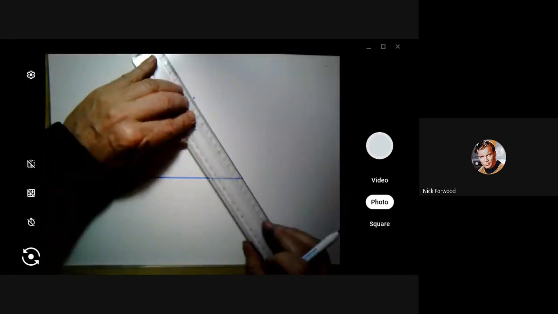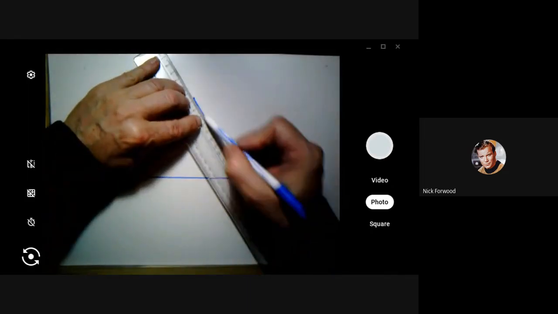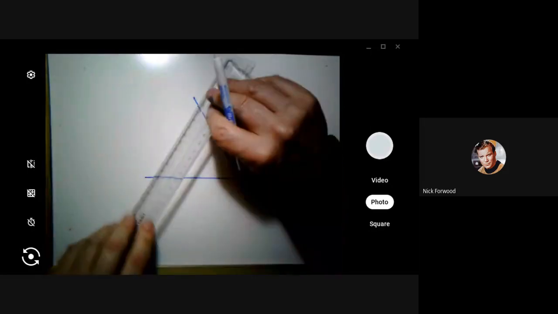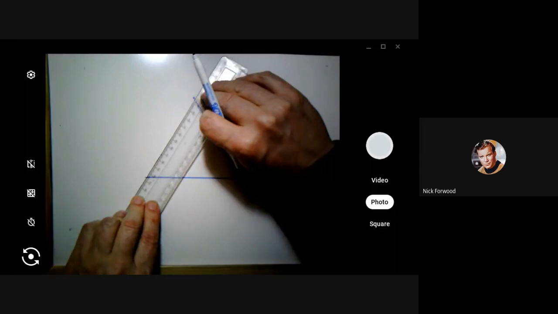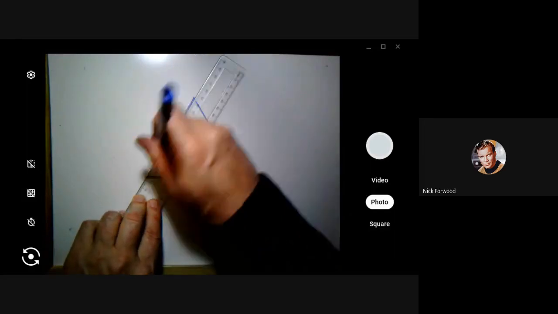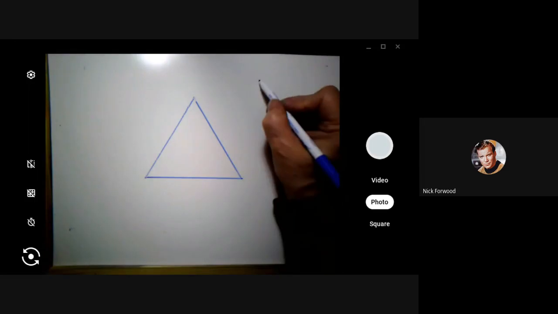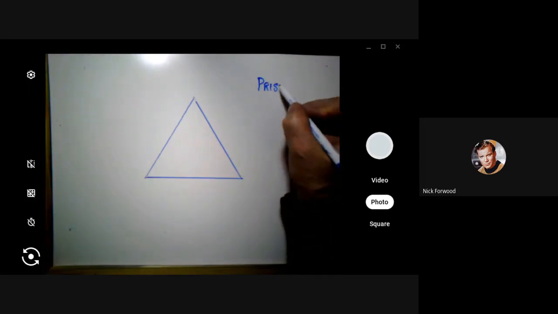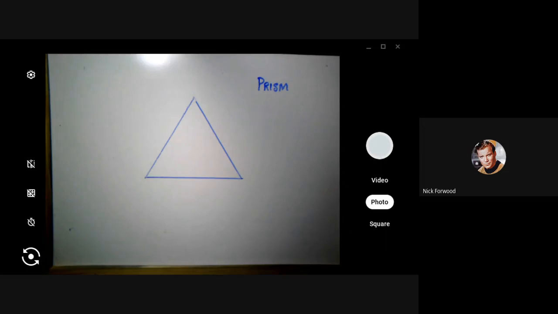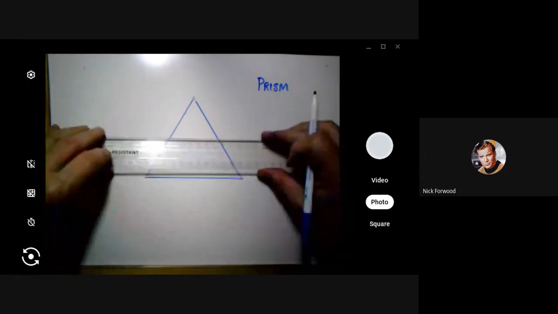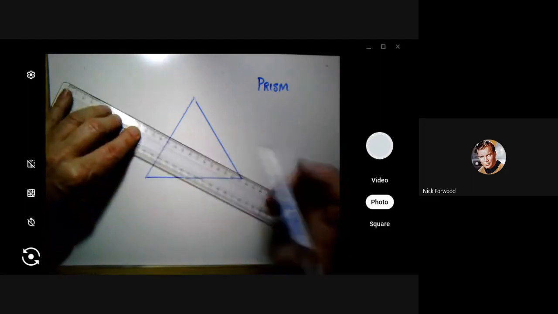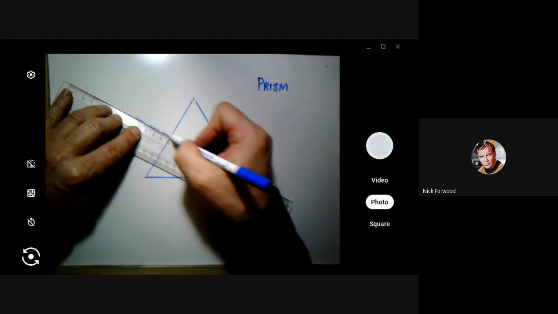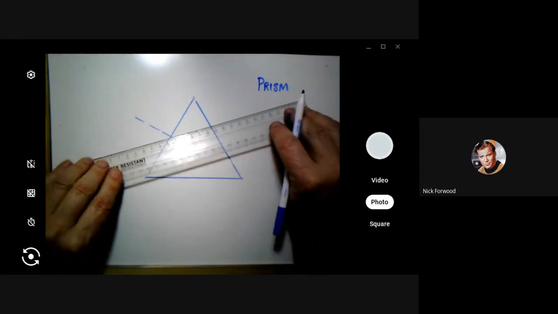I'm going to draw a nice triangle, like this. Now, a triangular block of glass is called a prism, not where you get locked up. It's called a prism. And we can have a look and see what happens to the changes of direction when the beam of light comes in. So let's put a normal right here in the middle, like that. We'll have a beam of light coming in like this.